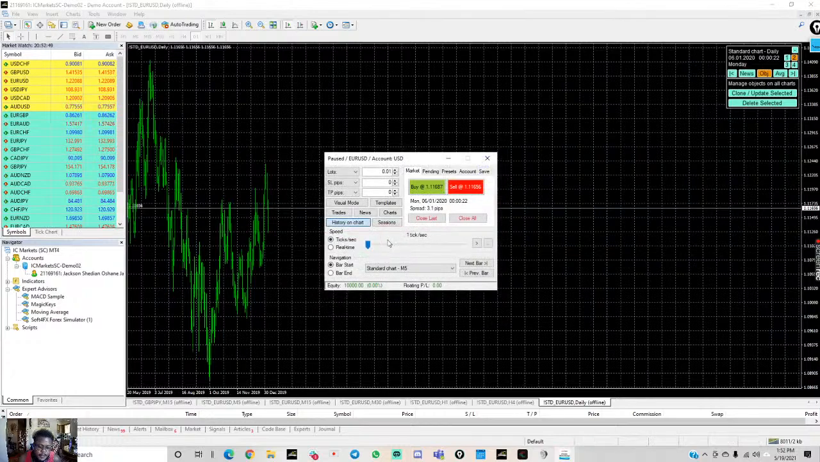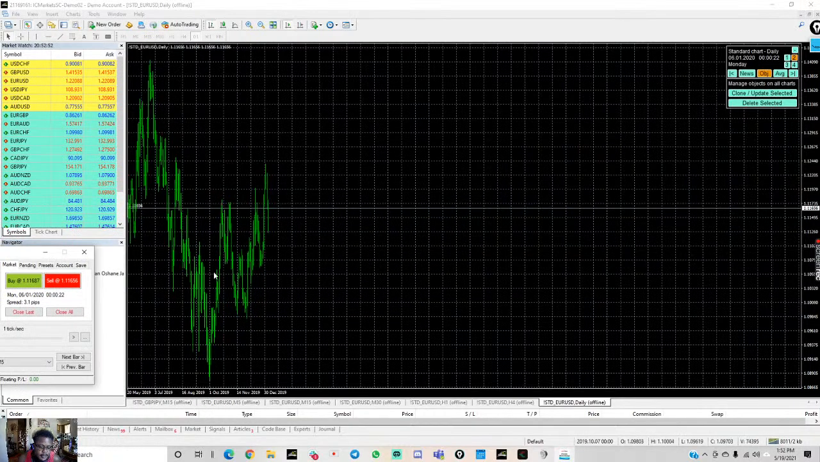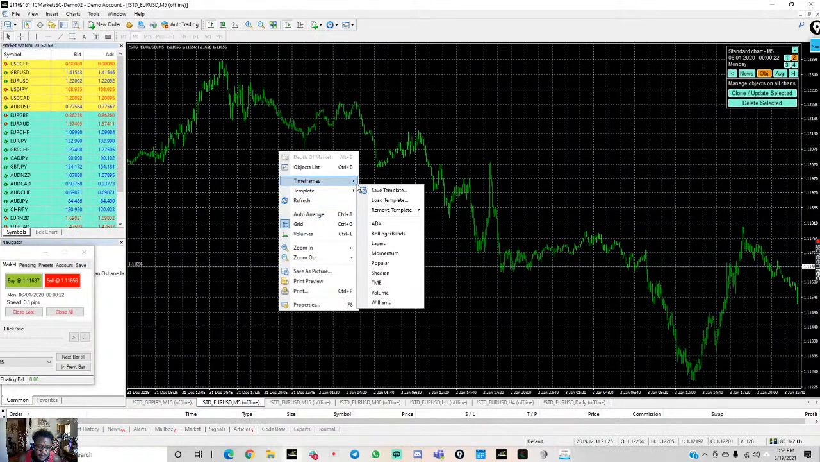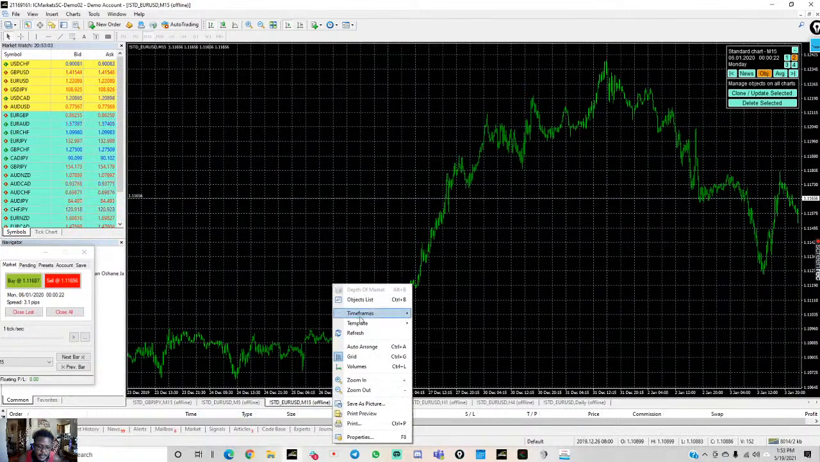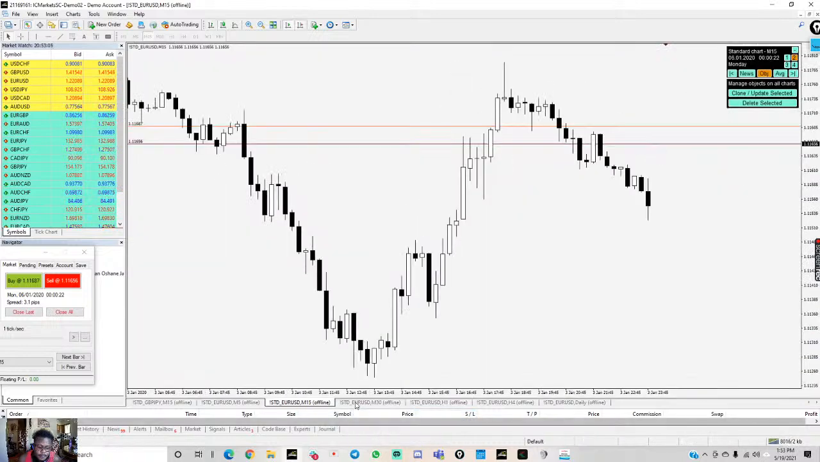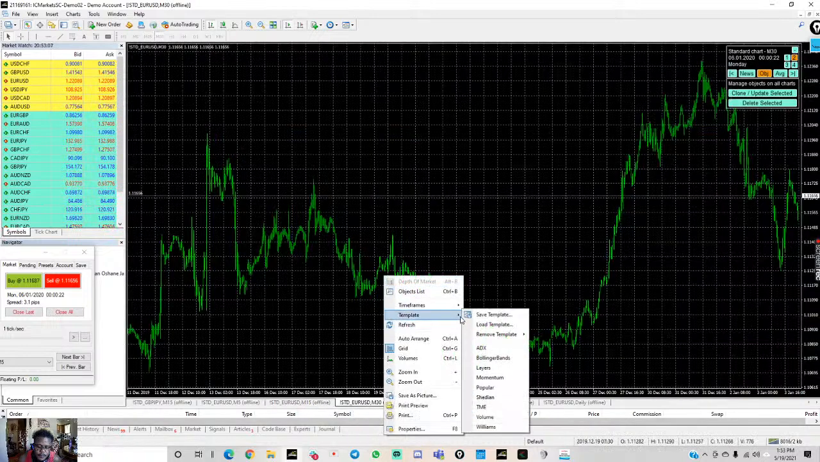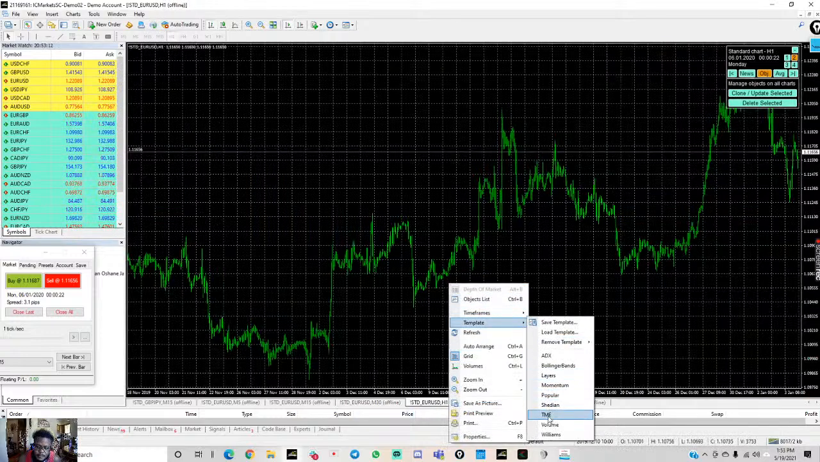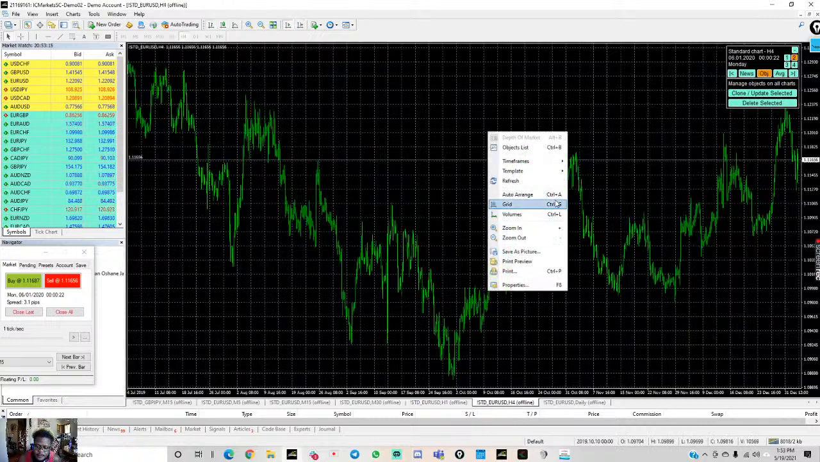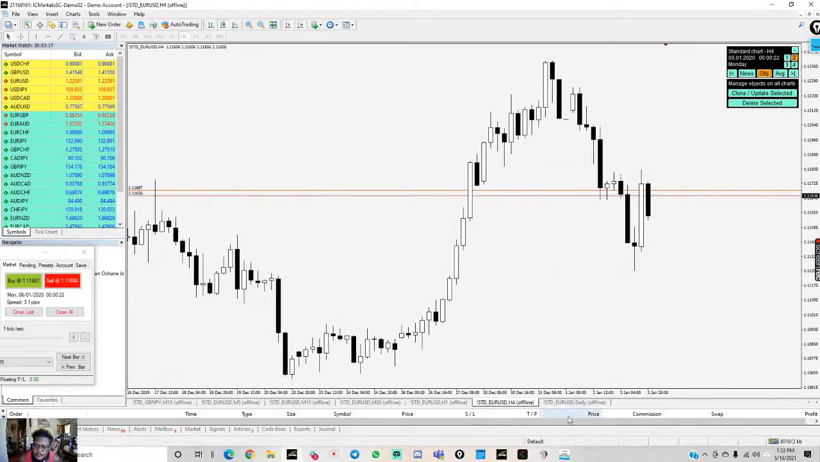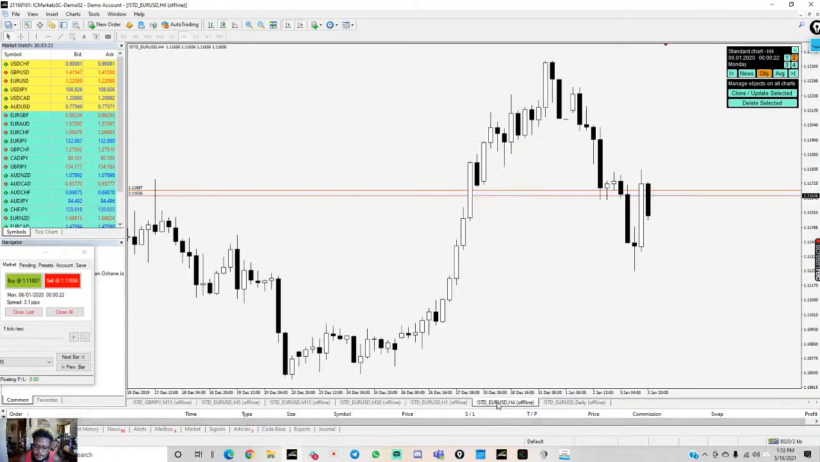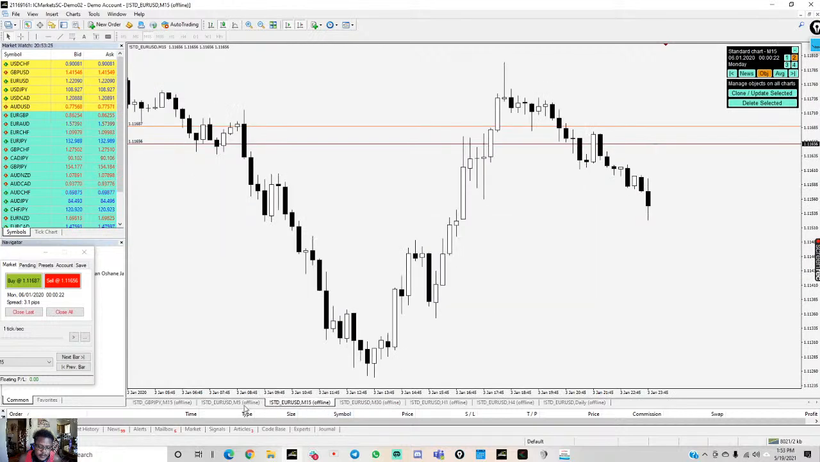Alright, so add the different time frames. What I'm gonna be doing now is to actually change the template. I love to go with black and white. So that's what we will be using for this simulation. So template is black and white. Now, so everything looks good.